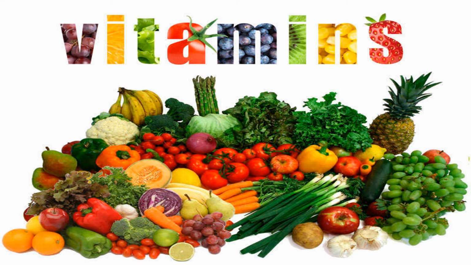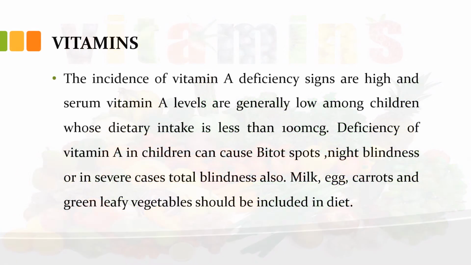Now let's begin with vitamins. The incidence of vitamin A deficiency signs is high, and serum vitamin A levels are generally low among children whose dietary intake is less than 100 mcg. Deficiency of vitamin A in children can cause white spots, night blindness, or in severe cases, total blindness also. Milk, egg, carrots, and green leafy vegetables should be included in the diet.